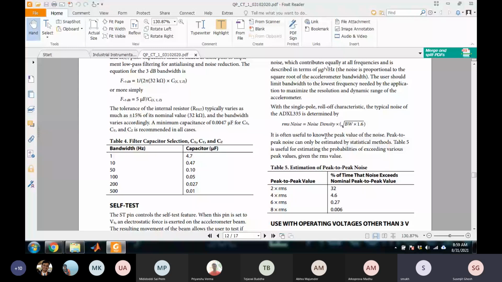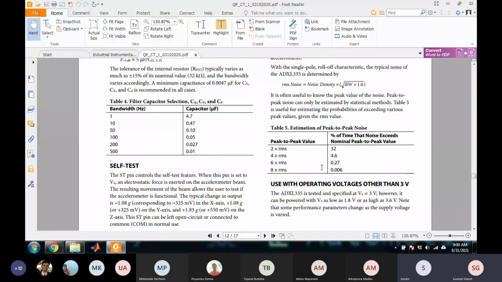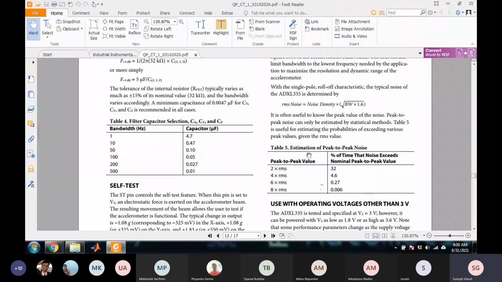Okay, so RMS noise we can calculate by using this formula, the noise density into root of bandwidth into 1.6. The bandwidth given in the problem is 10, and the noise.